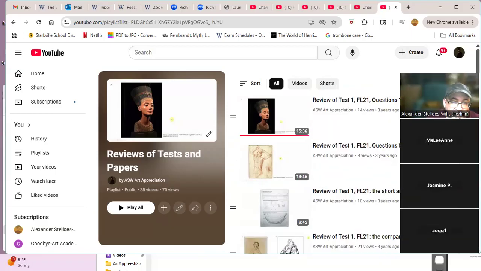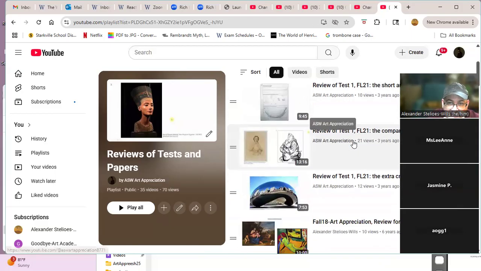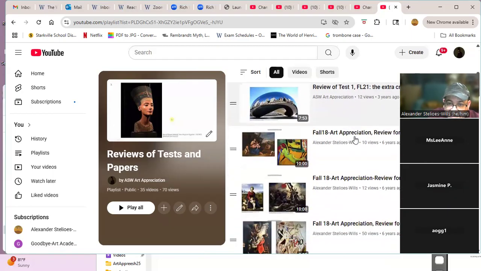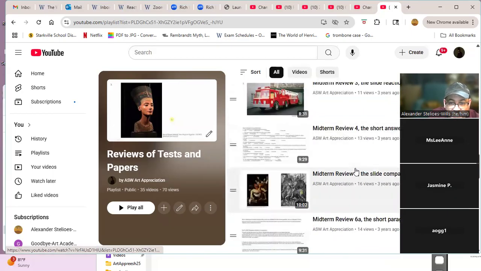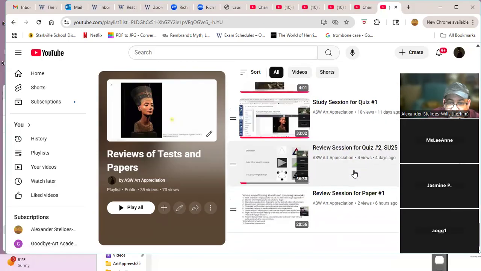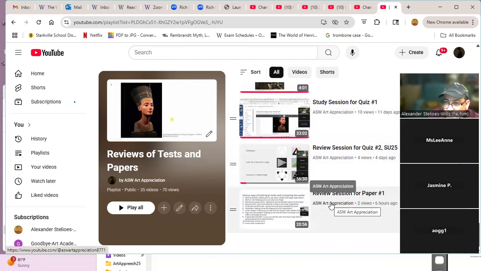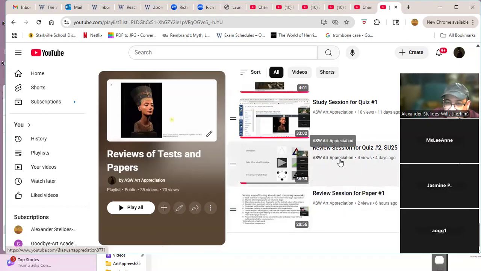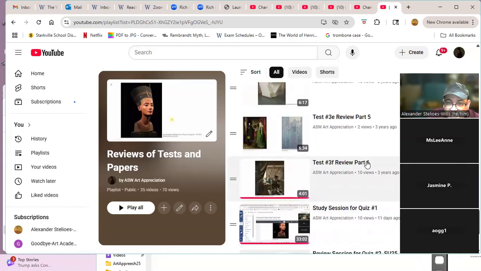Okay, in this playlist, there are review sessions for all of the quizzes and all the tests from previous years, as well as at the end, I'm putting the review sessions that I do. Like the review session for paper number 1, which I did at noon today, which is very much similar to this. There might be a little bit of some things that are different. Anyway, I put that up already, so it's on the playlist, but also the review session for quiz number 2 and the review session for quiz number 1.